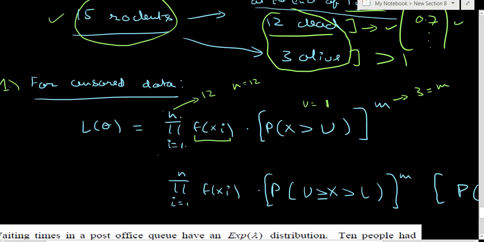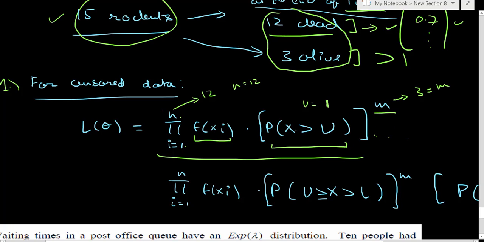So this is what the likelihood function would look like. It would be the product of all the probabilities for which the data is available, and for all the data points for which the data is known to exceed a point, it would be the probability that such data exceeds that point, and this would be multiplied, because there is a power of m here. It would be multiplied by the number of data points, right? So that many times it would be multiplied.